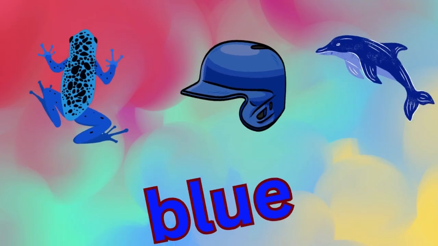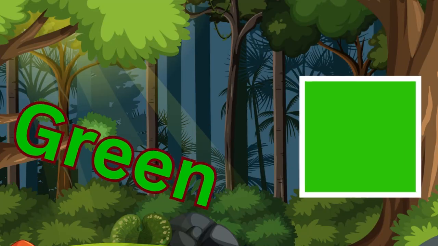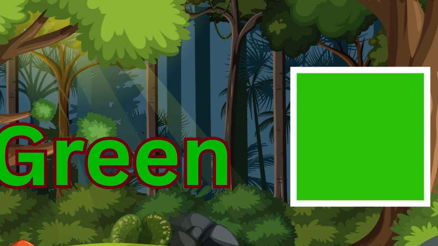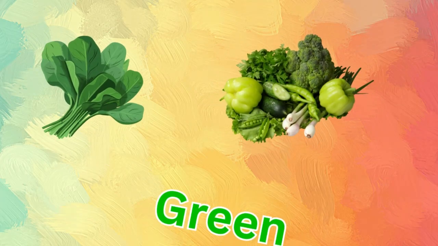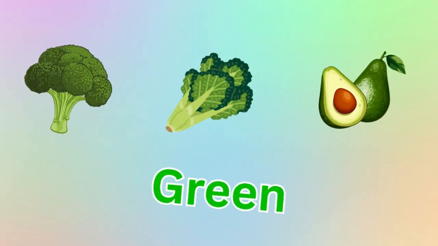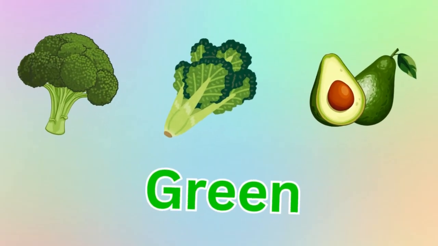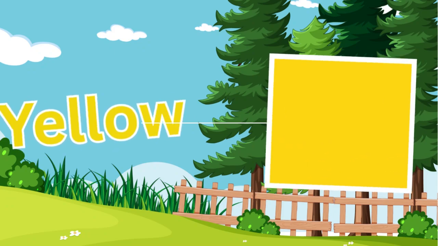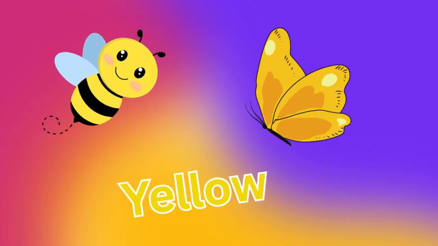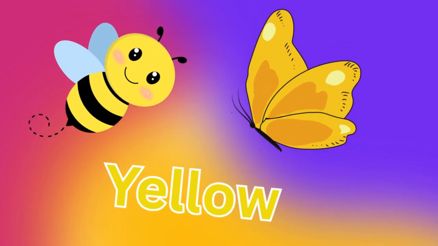This is green. We say this is green. What is the color? It is green. This is yellow. We say this is yellow. What is the color? It is yellow.